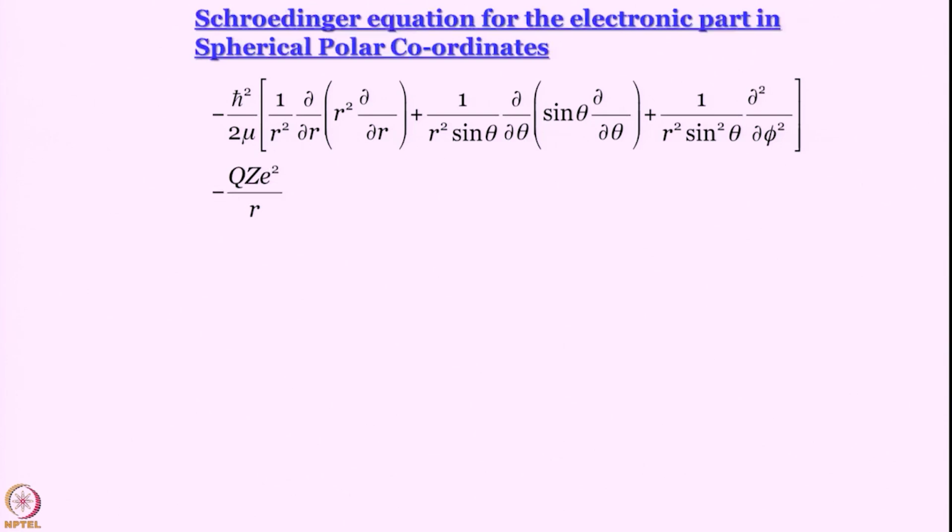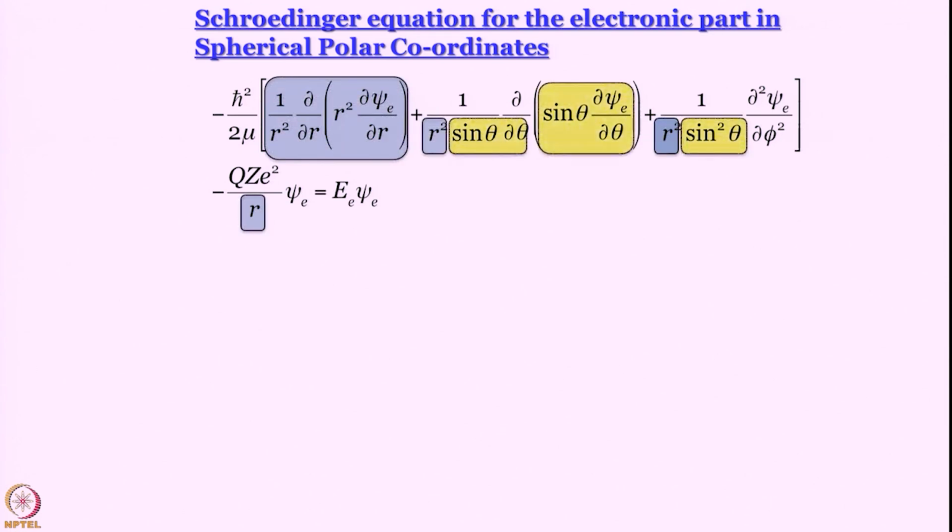Now this Hamiltonian in spherical polar coordinates has to operate on the wave function. Let us do that. This is your Schrodinger equation now. So this here is the Schrodinger equation for the electronic part in spherical polar coordinates. And see what we have. These are the terms in r, these are the terms in theta and these are in phi.